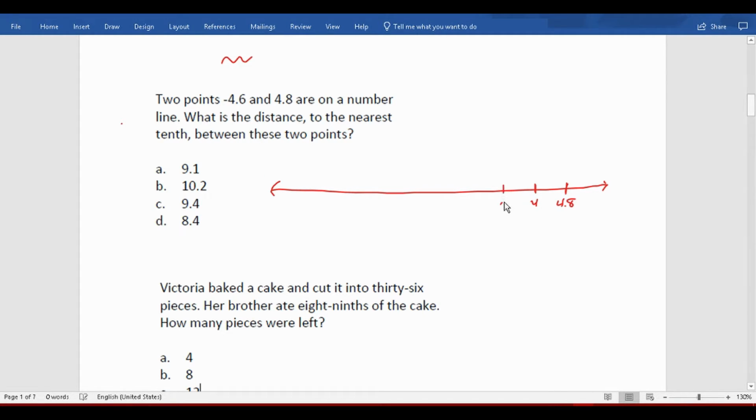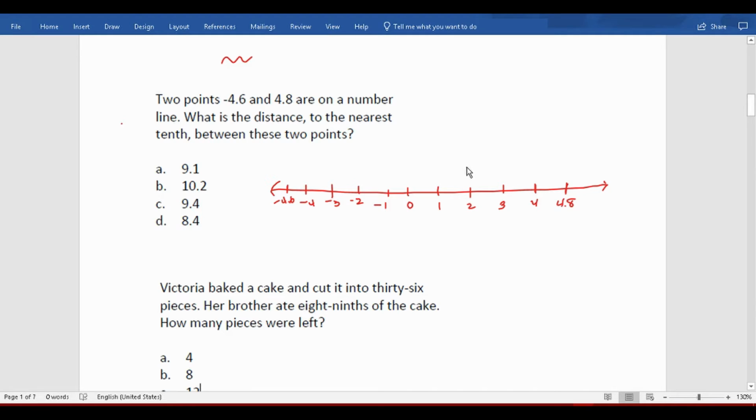This is going to be 3. This is going to be 2. This could be 1. This could be 0. Negative 1. Negative 2. Negative 3. Negative 4. And negative 4.6.